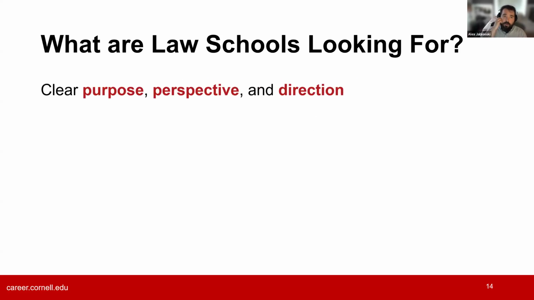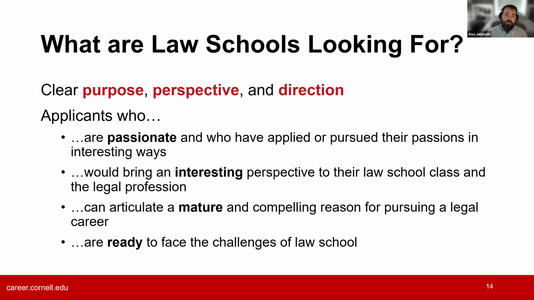The second category of things are applicants who can convey a clear purpose, an interesting perspective, a clear direction, clear goals. Applicants who, to sort of lay it out, are passionate about something and who have applied or pursued those passions in interesting ways up to the point of applying, who would bring an interesting perspective of some kind to the law school class in the legal profession. And that's broadly construed. Interesting can mean a lot of things, but somebody who would be an interesting participant in the conversations that are ongoing, would bring skills, would bring a perspective, would contribute something, who can articulate a mature and compelling reason for pursuing a legal career, so who know why they're doing what they're doing and can articulate it, and who are ready to face the challenges of law school.